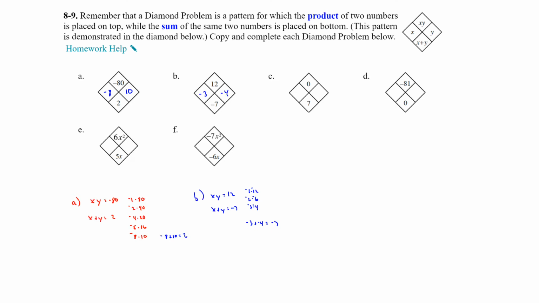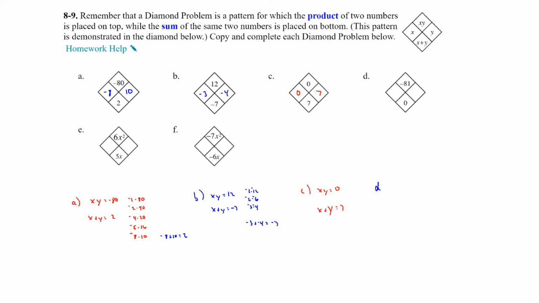Part C. We're looking for a product that multiplies to give you 0. So one of the numbers needs to be 0, and then adds to give you 7. So it looks like 0 times 7 would add to give you 7 and multiply to give you 0.